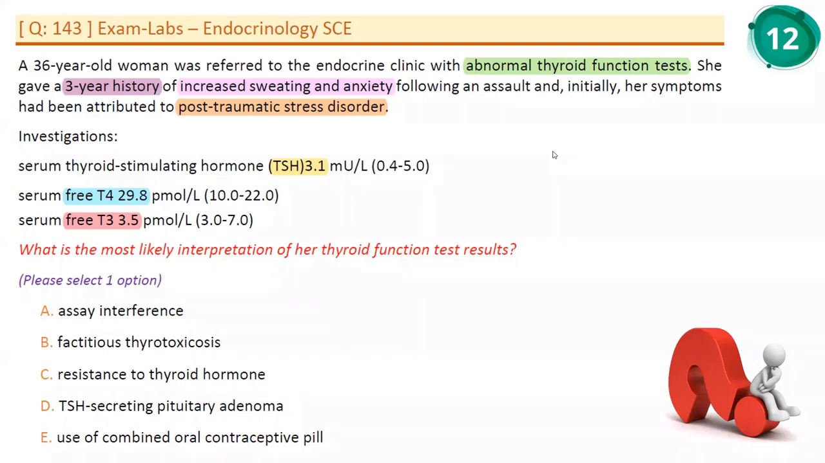Please don't forget that in any case of thyrotoxicosis, TSH will be suppressed. Here, TSH is normal. So normal TSH excludes any cause of primary thyrotoxicosis, and excludes factitious thyrotoxicosis. So this is not factitious thyrotoxicosis. In factitious thyrotoxicosis, T4 is elevated and TSH must be low.